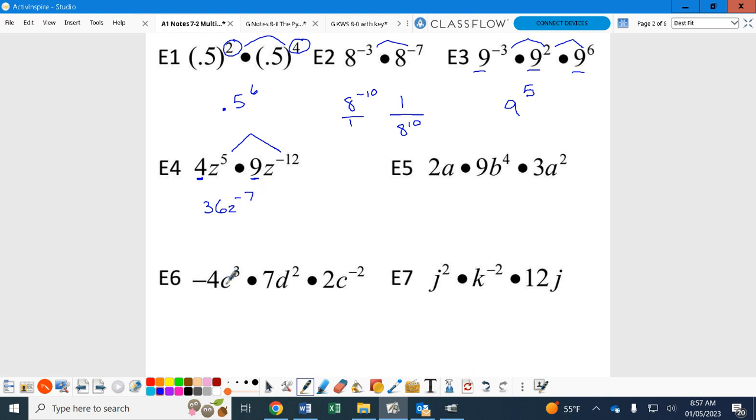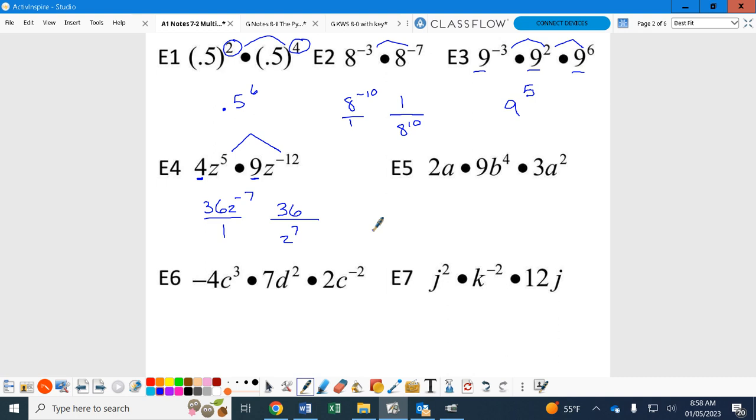Good. Can I leave my answer like that? No, because it's got a negative exponent. I'm going to put it over 1. I'm going to draw a new fraction bar. Does the 36 move? Does it have a negative exponent? No, it's going to stay on the top. Does the z move? It's going to move to the bottom and become z to the 7. Perfect. That's it.